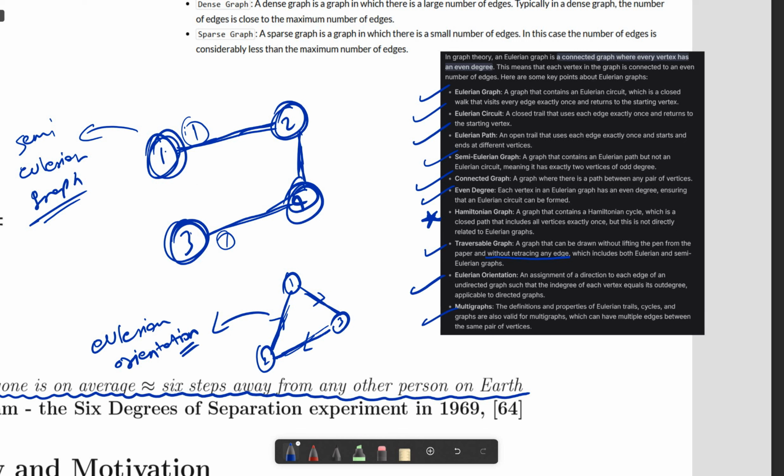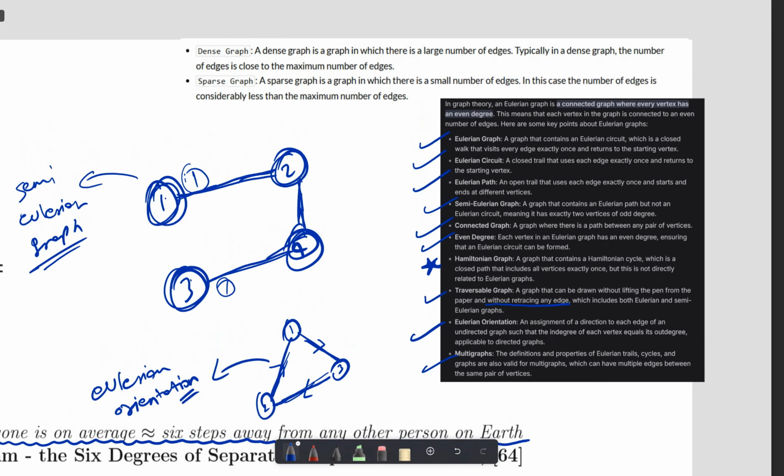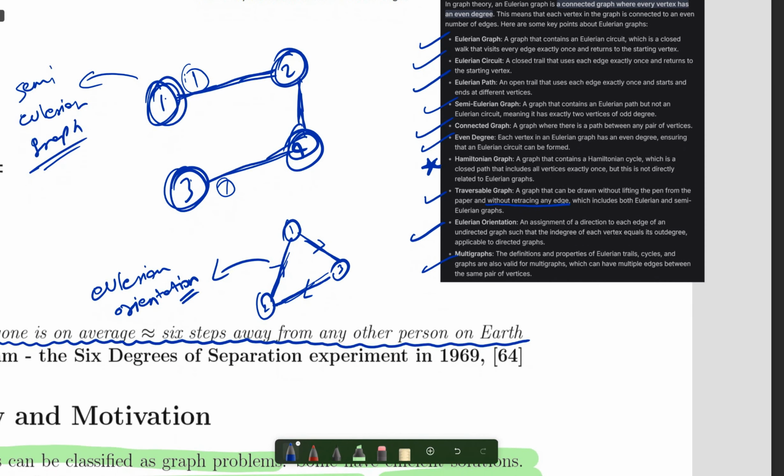multigraphs I told. So this is the only thing, I should write here multigraphs also. One, two, multigraphs. Okay.